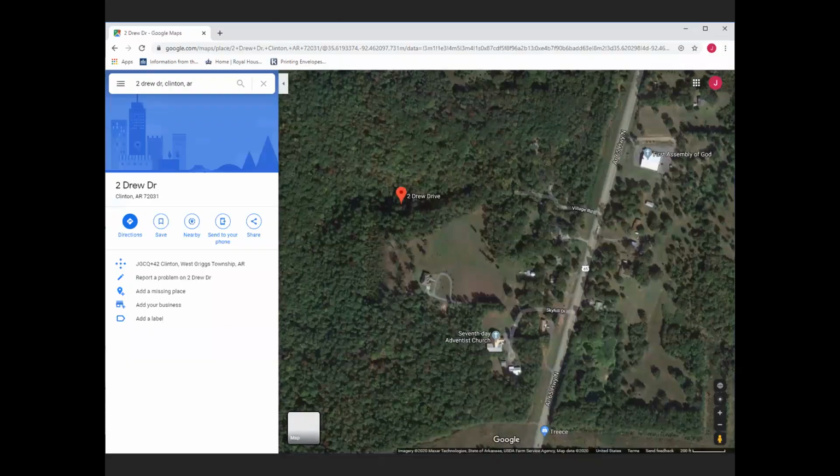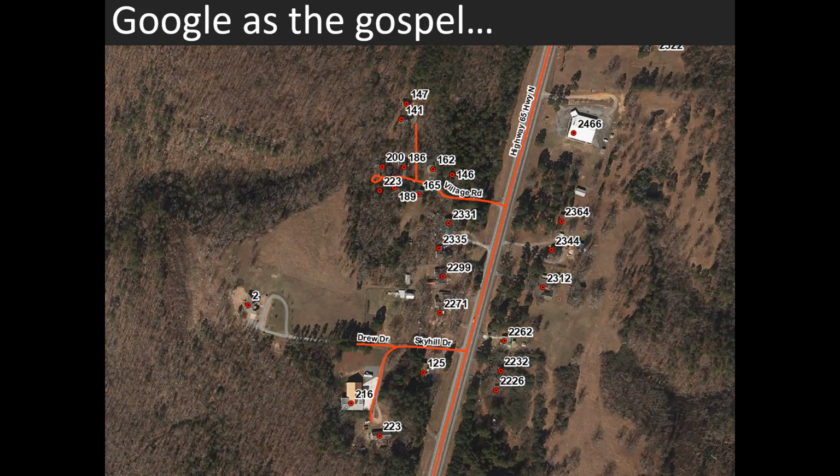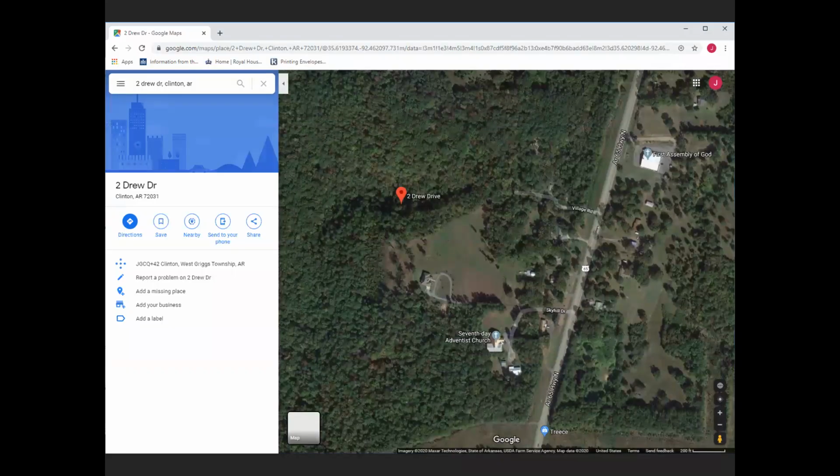So the call we got, and I'll back up, is that either FedEx or UPS could not find number 2 Drew Drive. And it happened to be that the problem was that whoever it was was using, I believe, Google Maps to locate them. All right, so if you did a search for 2 Drew Drive, this is where Google Maps puts that address. And in this particular area, you see the shadows in the trees.